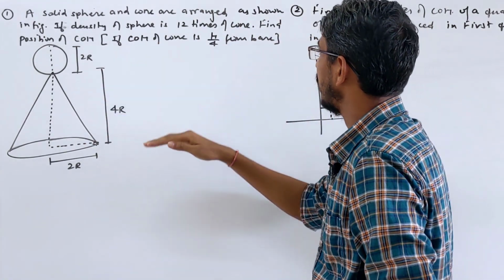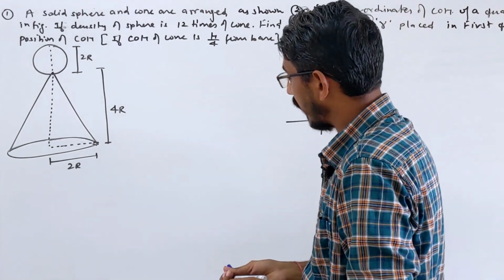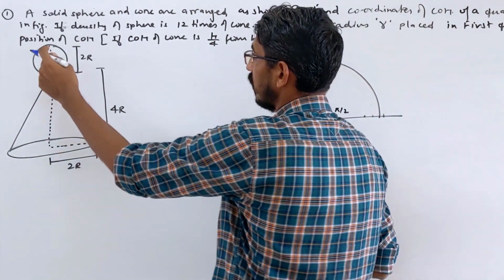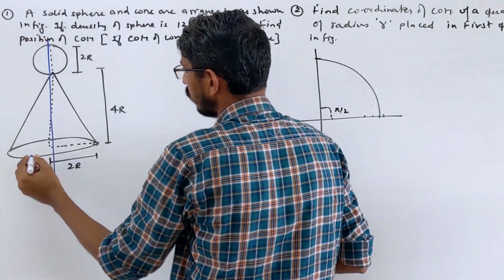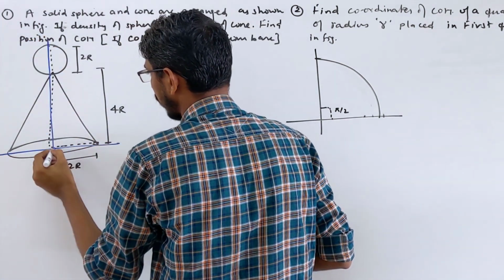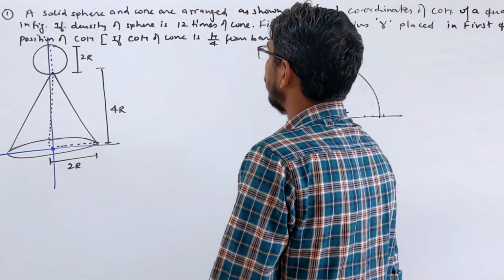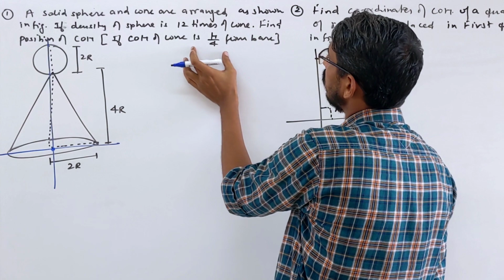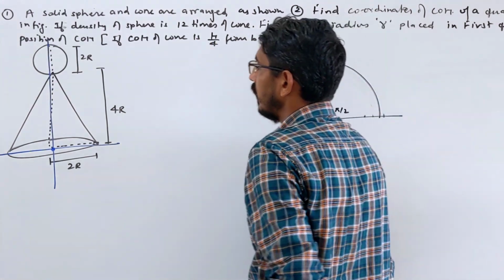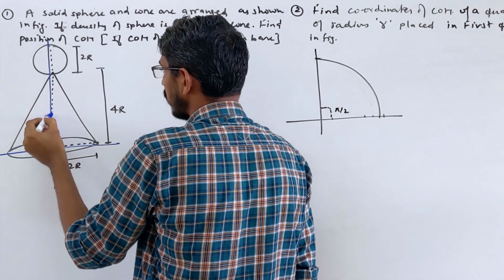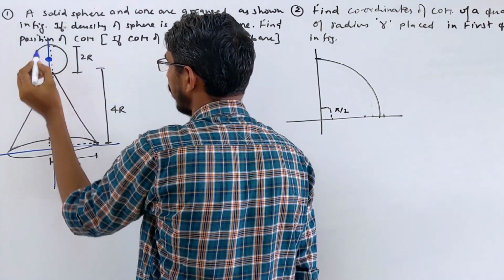If the density of the sphere is 12 times that of the cone, find the position of the center of mass. We have to find the position of the center of mass of this solid sphere and solid cone system. So I choose the center of the coordinate system here, this is 0, 0, correct. The center of mass of the cone we already know is h by 4 height for a solid cone, and it is already given here. So suppose this is the center of mass of your cone and this is the center of mass of your solid sphere, correct.